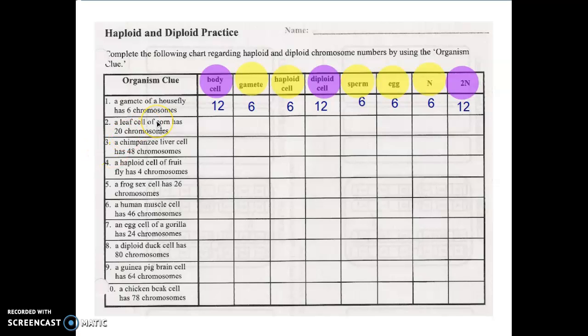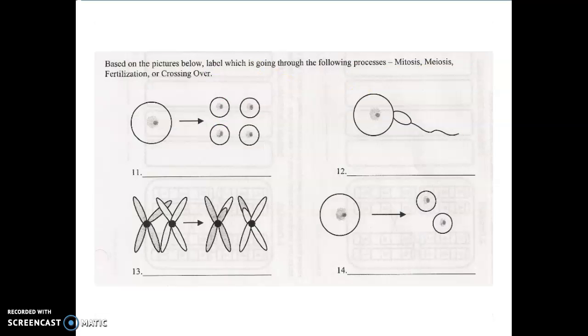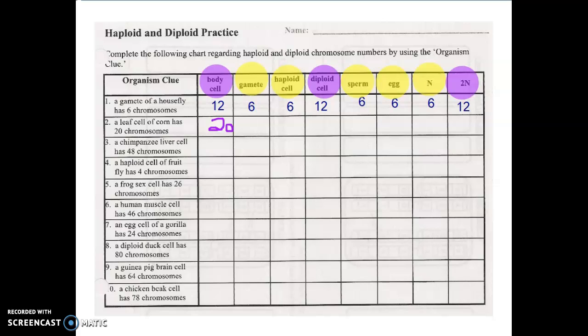Now let's just look at number 2. We're not going to do this one, but you see how this one says a leaf cell has 20 chromosomes? Okay, well a leaf has nothing to do with the sperm and egg. So that tells me that 20 is going to go in a body cell, okay? And then the sex cell would have 10. So all you have to do is worry about either taking half or multiplying it by 2. It will never be by 3, 4, any other number like that. Okay? All right, so guys, that's where I wanted to end the discussion for today on meiosis.